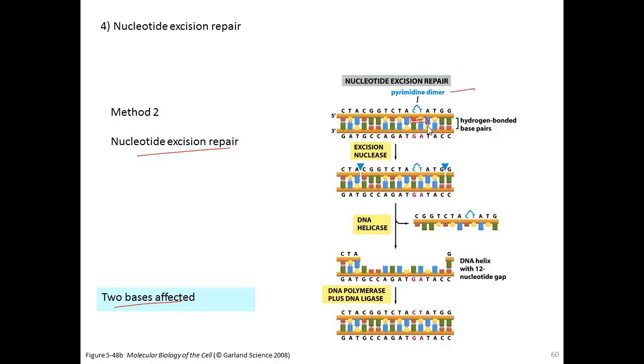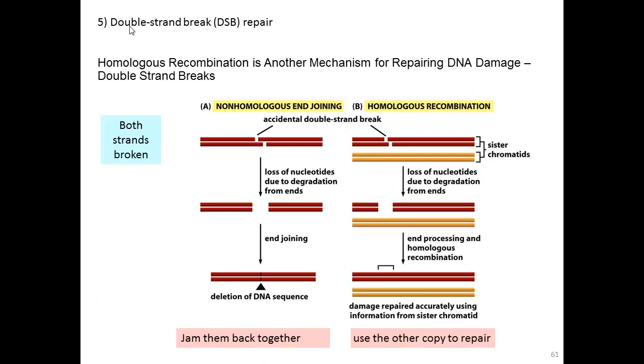uninterpretable piece of DNA. There is a special kind of nuclease which recognizes this kind of damage, and it will cut widely on either side of the lesion, and it will remove that entire section of single-stranded DNA with assistance from DNA helicase, and then DNA polymerase and DNA ligase will complete filling in the second strand with all bases complementary to the template strand. A third type of DNA repair is called double-strand break repair using homologous recombination.